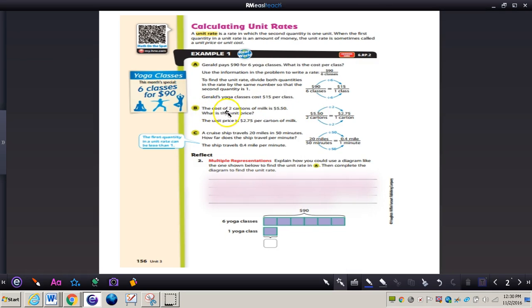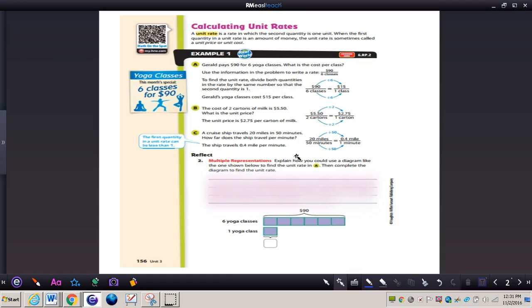So it says, looking at a unit rate, the cost of 2 cartons of milk is $5.50. What's the unit price? So what you do, you take $5.50 for 2 cartons, you divide by 2. Why do you divide by 2? Because you have 2 cartons, and you divide 2 cartons by 2, and that'll give you 1 carton. $5.50 divided by 2 is $2.75.